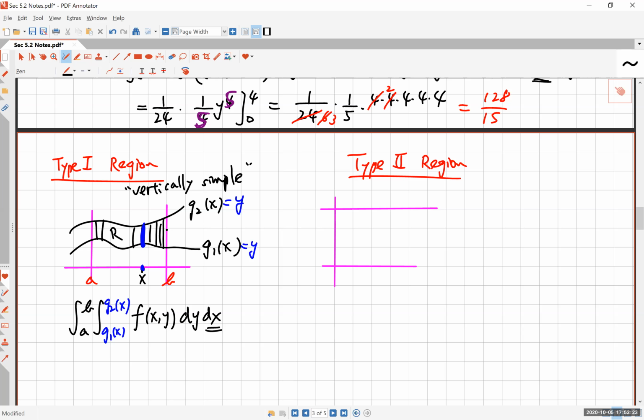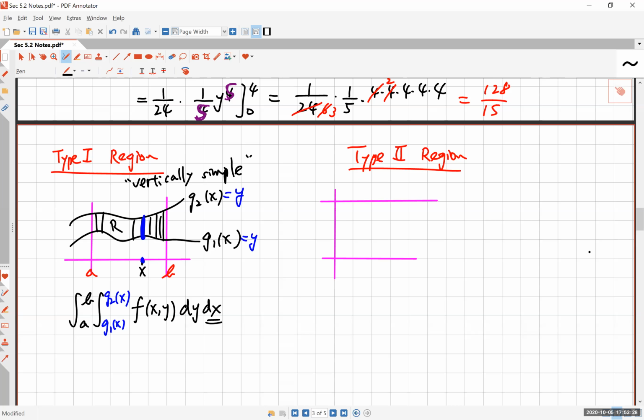Type 2 region is the other one. Now, you don't really have to know which one is type 1 and type 2, but it makes sense to know these things so that whenever the book or other people talk about type 1 or type 2, you know what that means. In this case, you may have two functions like this, where x is the dependent variable. Let's call this h1(y). Here, x is h2(y).